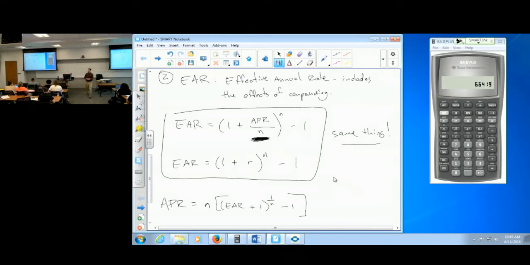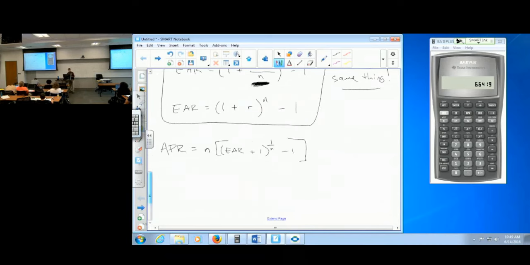All right, so we okay with the difference between those three rates, the R, the EAR, and the APR? What's the difference between the APR and the EAR? Compound interest is within the effective annual rate and not the APR. Right? We'll throw this down too.